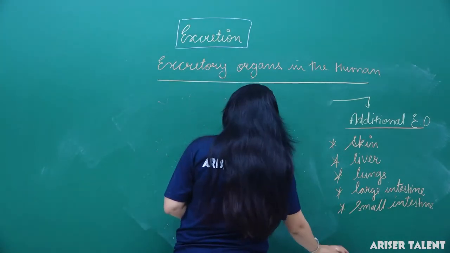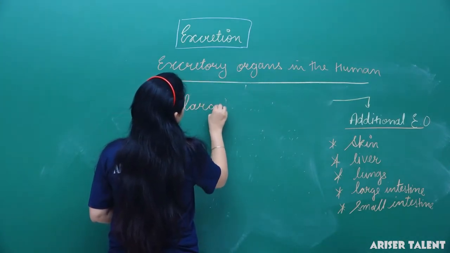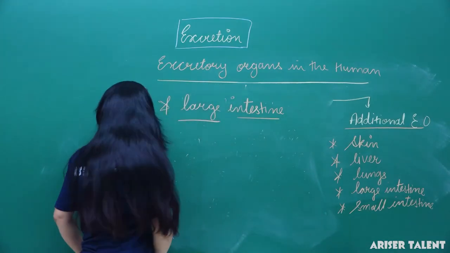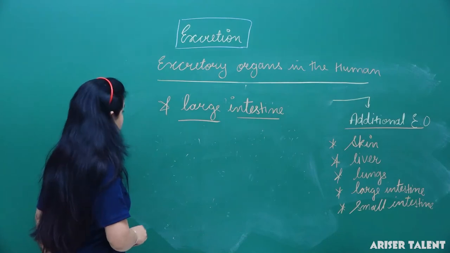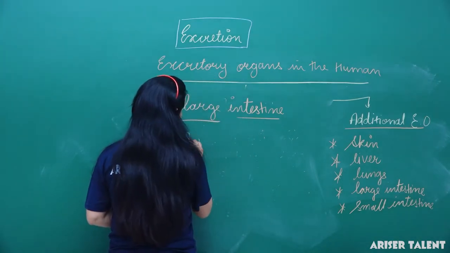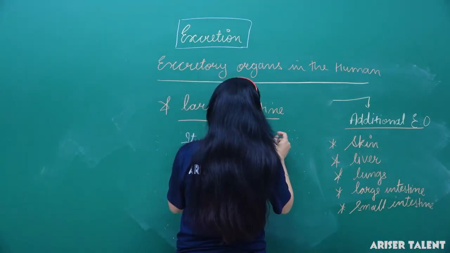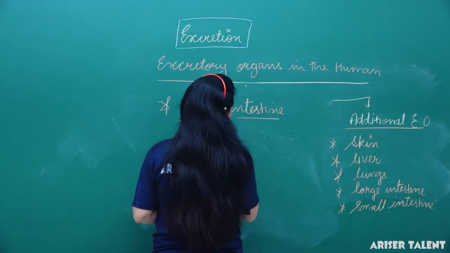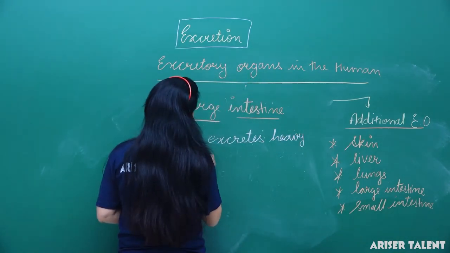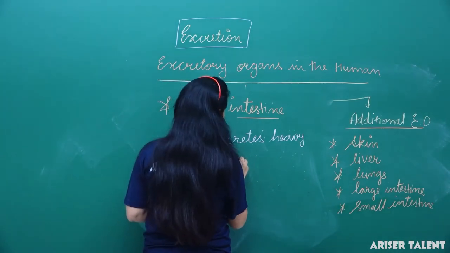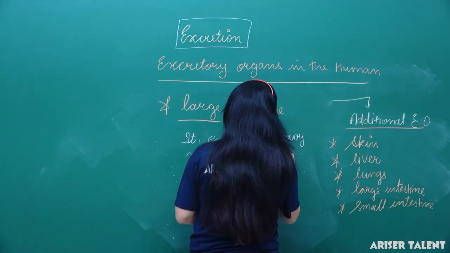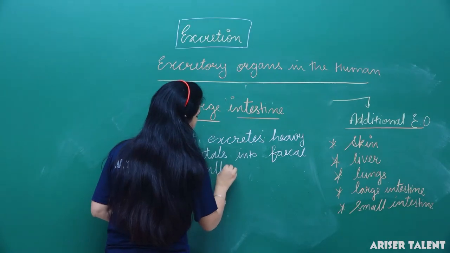Okay, next is large intestine. This large intestine helps in the excretion of heavy metals. It excretes the heavy metals in the fecal matter. Let me mention, it excretes heavy metals into the fecal matter.